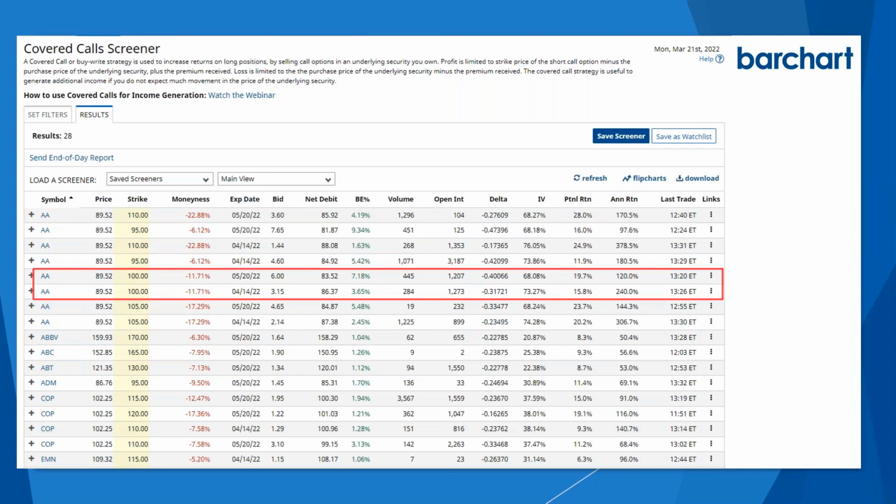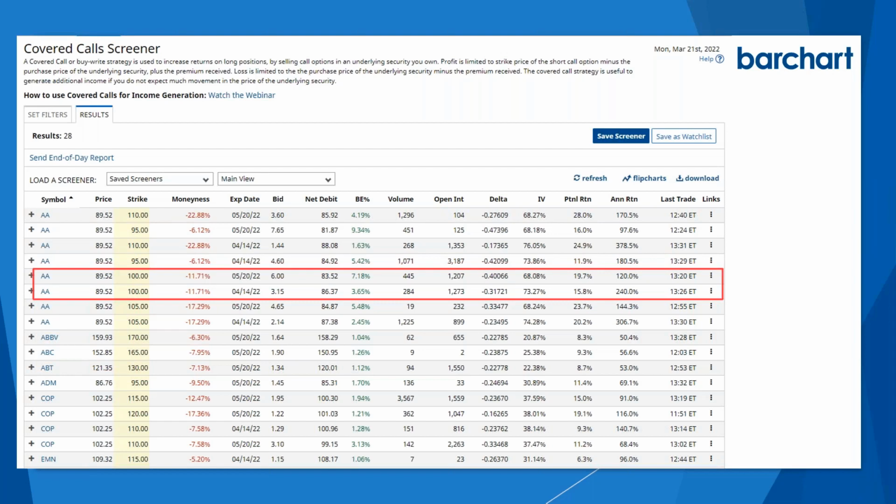And here is the $100 strike for the calls. Now, if I looked at the May 20s, I could have at least gotten $6. If I looked at the April 14th, well, $3.15. At this juncture, that would be a value that I could start thinking about of credit that I'm going to take in.